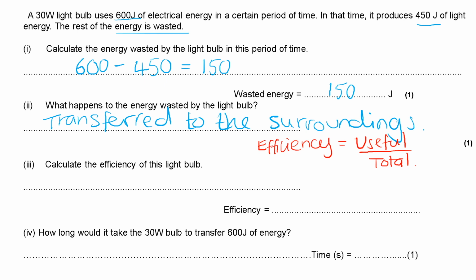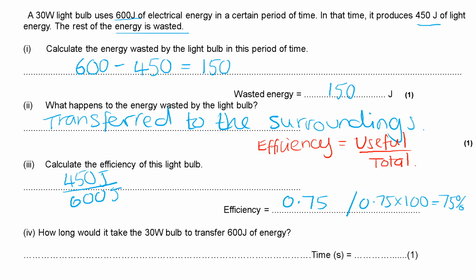And if we work that out, the useful energy we know was 450 joules of light energy, divided by the total energy, which was 600 joules. So 450 joules divided by 600 joules would be 0.75 as the efficiency. If we were giving it as a percentage, then we could do 0.75 times 100, and we could say it's 75% efficient. So either of these answers would be correct.